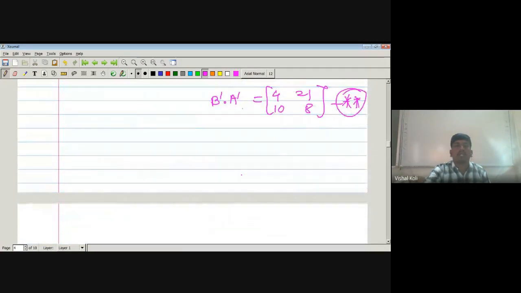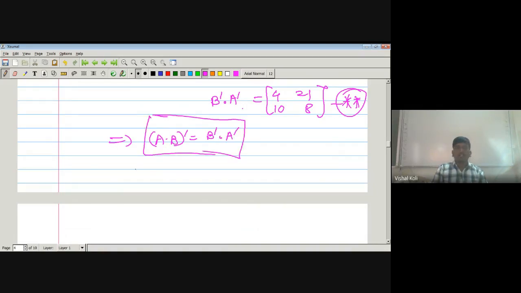Now from star and double star, both the matrices are same. Therefore from this we say that (A into B) transpose is nothing but B transpose into A transpose. Okay, and in general, (A into B) transpose is not equal to A transpose into B transpose. (A into B) transpose is nothing but B transpose into A transpose, but (A into B) transpose is not equal to A transpose into B transpose. This will be an important note.